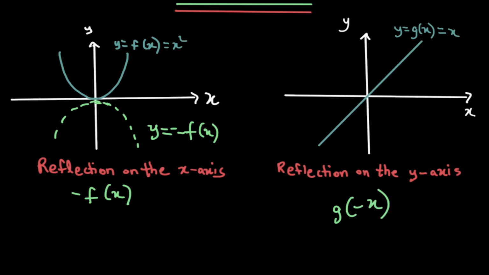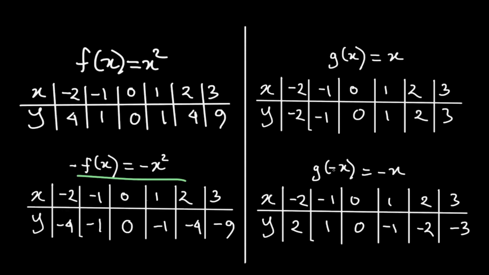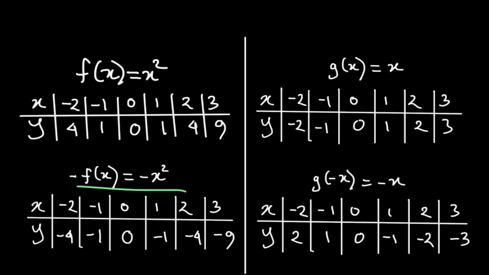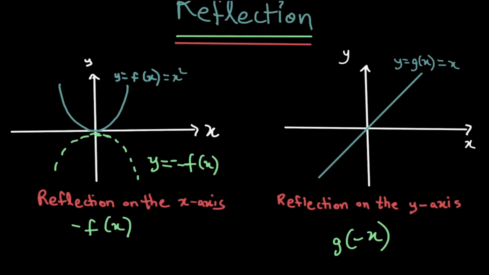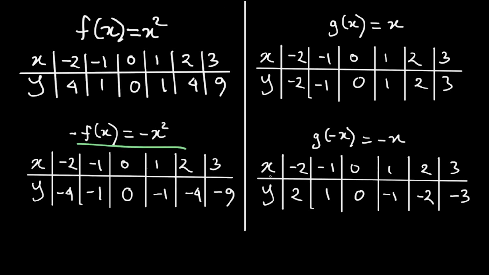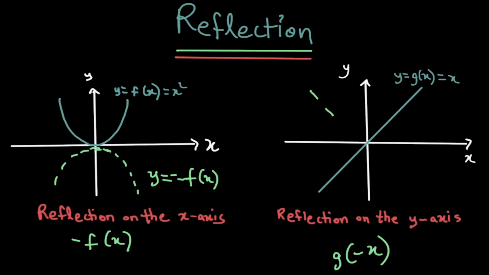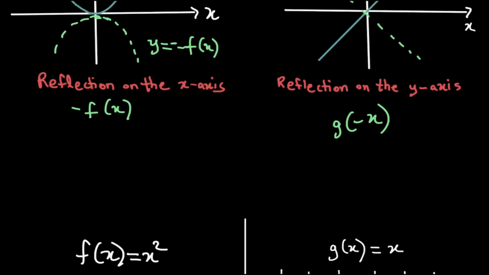Now, why is the minus x inside here? Let's see. So this is the g of minus x curve. If this is the x and y values for the g of x curve, which is, by the way, g of x equals x, and g of minus x is now minus x, then these are the x and y values for g of minus x. If we plotted the g of minus x curve, this would result. And see, this is actually a reflection of the g of x curve on the y-axis.